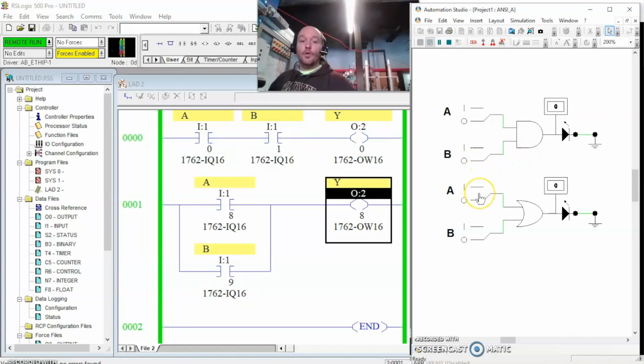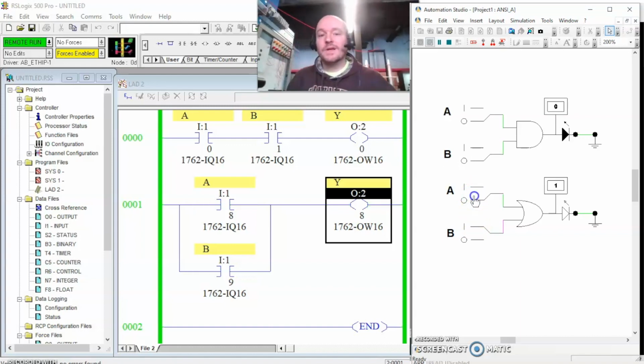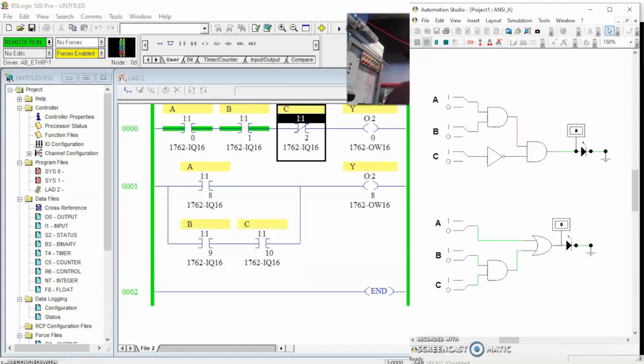Let's take a look at the OR statement. Okay, so I have A or B here. So A activates it, or B activates it, or both. Okay, and the more you understand how to apply what you learn in digital fundamentals to your PLC programming, the easier it's going to be. And let me give you a couple more examples here.